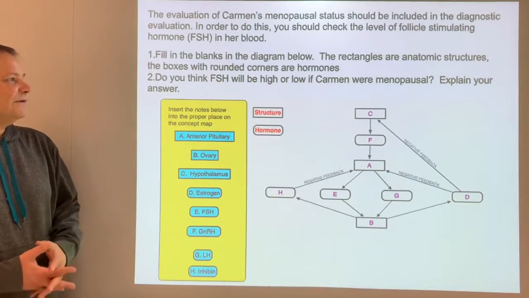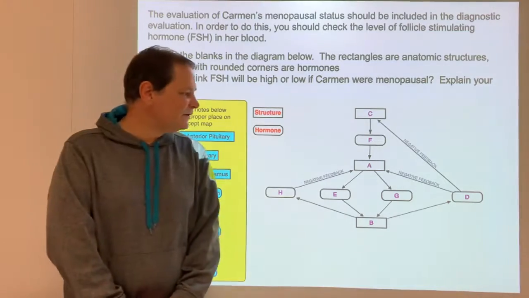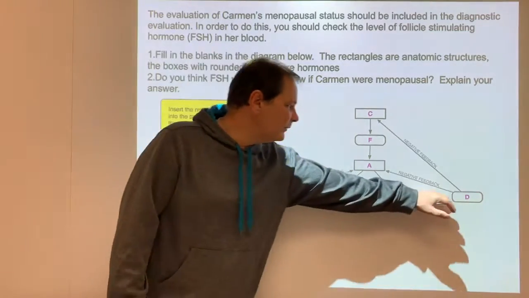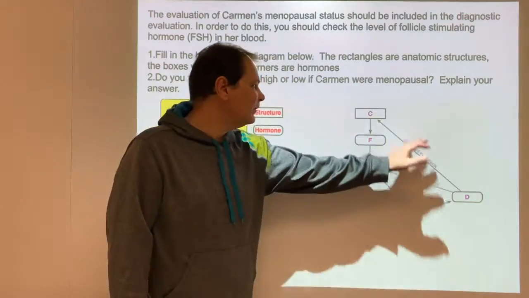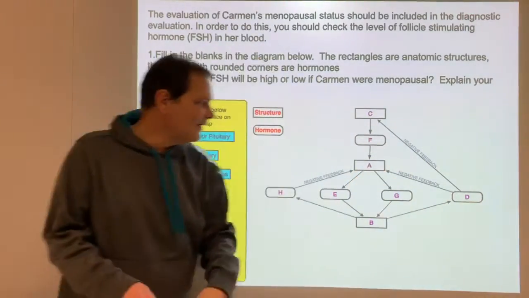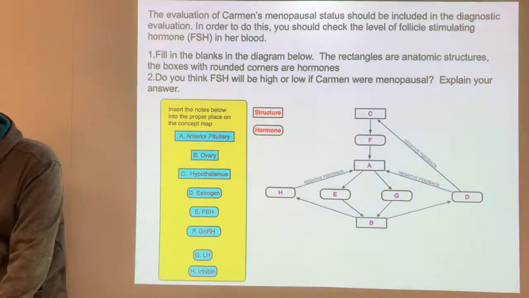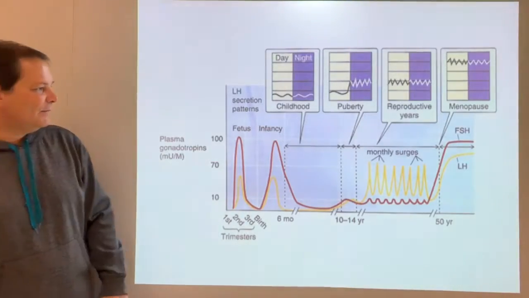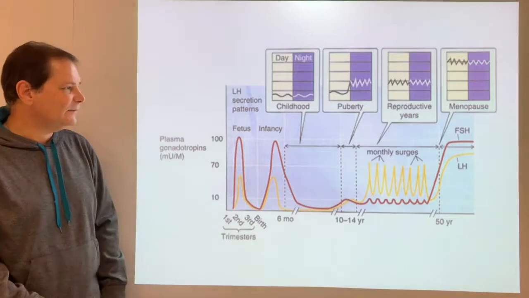So what would you expect if she's menopausal? If she's menopausal, then your estrogen is down. So you don't have the negative feedback on the hypothalamus and the anterior pituitary. The FSH goes high. And so you can see that here. You might remember this figure from my lesson.